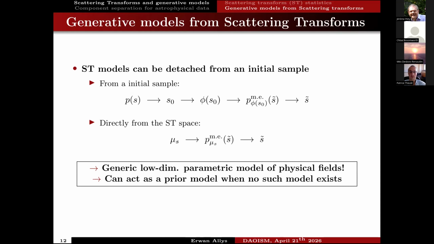Which means, if you want, that I have a generative model of physical fields. And what I can do is vary the statistics, and when I vary the statistics, I will see the map that I sampled vary a bit in terms of properties. And in addition, I can have an idea of what these statistics mean. I can go toward a Gaussian field. I can augment the filamentary structure. I can completely reduce to zero the filamentary structure, and I will only see spherical structures. I can play a bit with it, okay? And it means that I have a generic low-dimensional parametric model of physical fields that can act as a prior model when no such model exists. And that's exactly what I will show.